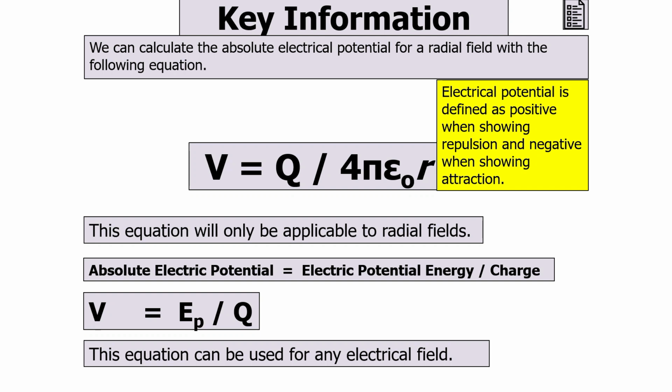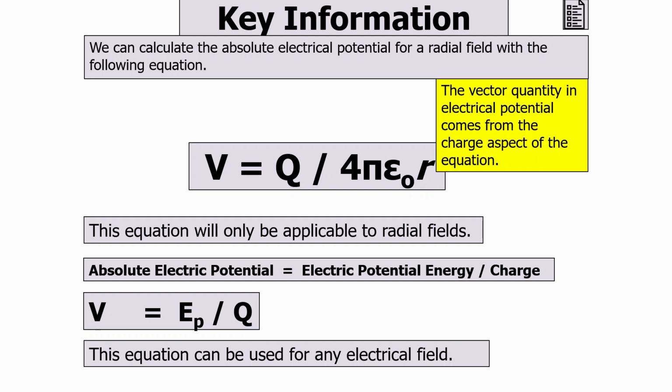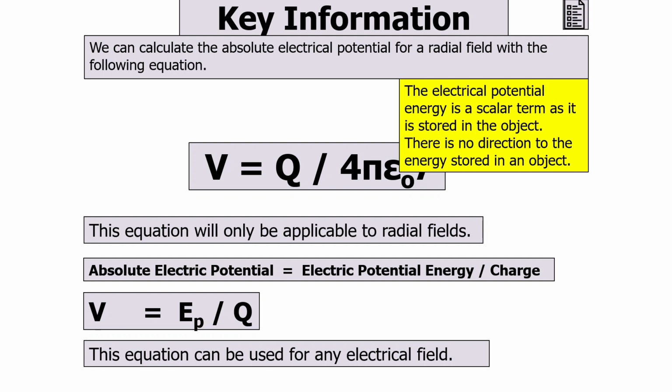Now, electrical potential is defined as positive when showing repulsion and negative when showing attraction. So the vector quantity in electrical potential comes from the charge aspect of the equation, whilst the electrical potential energy is a scalar term as it's stored in the object. There's no direction to the energy stored in an object.